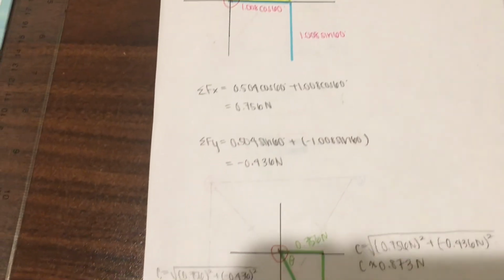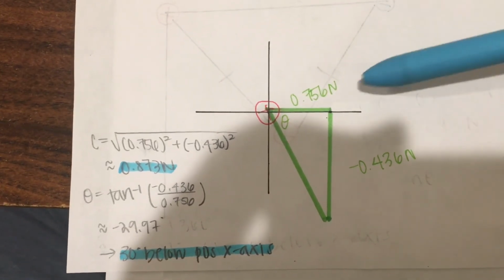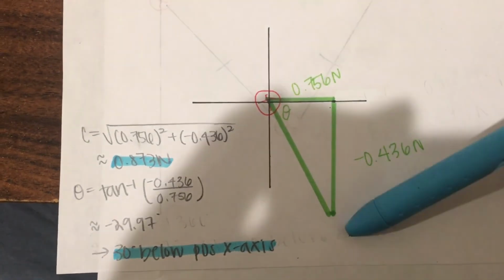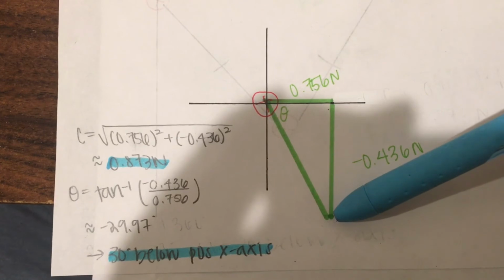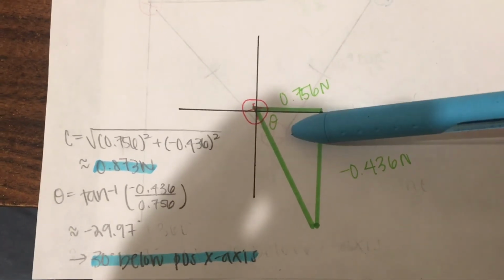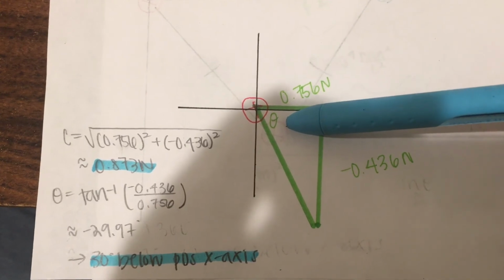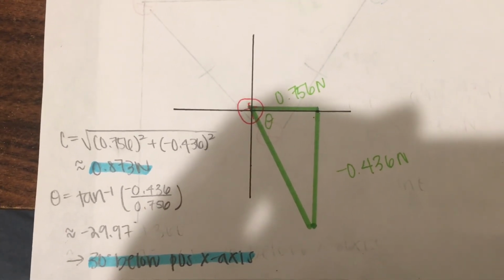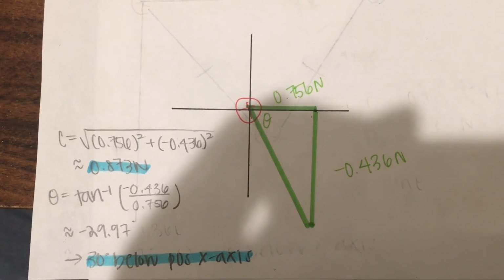I drew one last diagram just labeling the net x and the net y, and I did the Pythagorean theorem to find that this net force is 0.873 newtons. And then I did a tangent ratio, and I found that this angle is around 30 degrees, and so the answer is 0.873 newtons, 30 degrees below the positive x-axis.